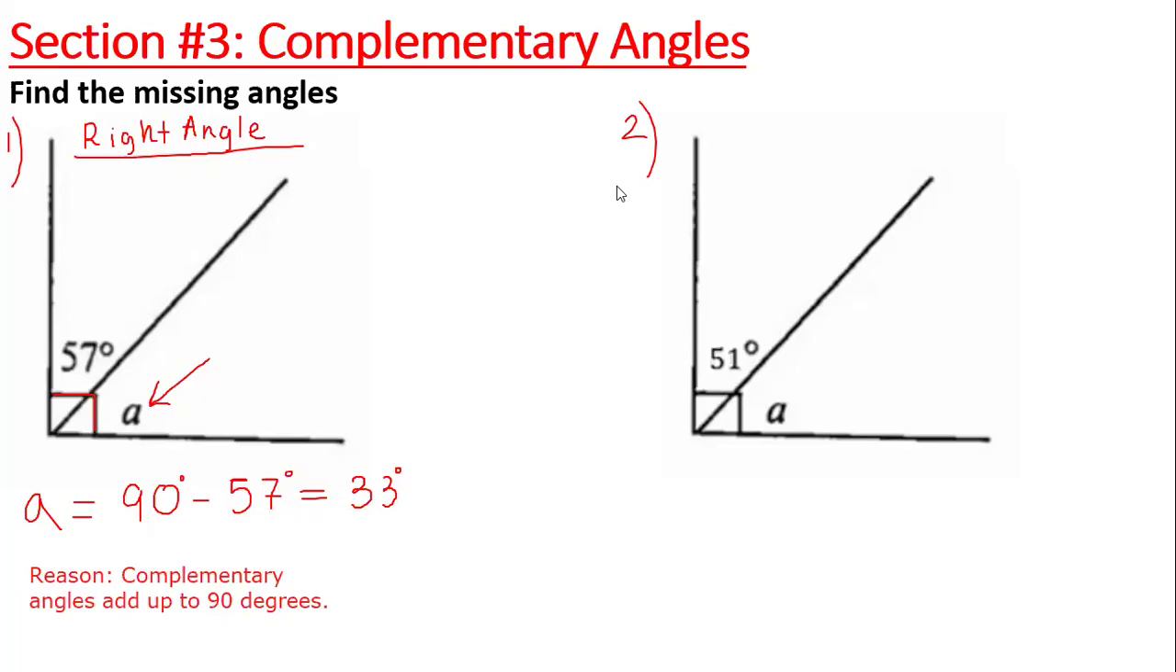I did 90 plus 57, then I got 147, and still got 33. Then 180 degrees minus. No, don't do it that way, Ethan. Do not do it that way. That's not right. No, definitely not.